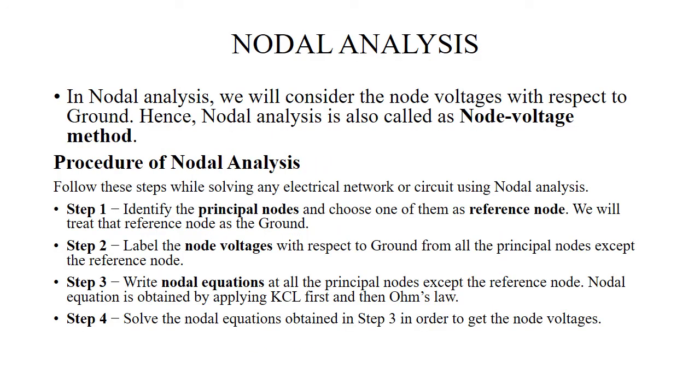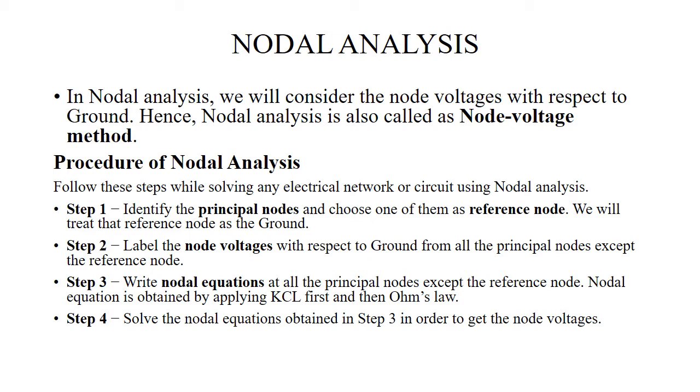Nodal analysis. In nodal analysis, the network contains three principal nodes, namely 1, 2 and 3. In the node voltage method, one of the principal nodes is selected as the reference or datum node. At each of the other principal nodes, a voltage is assigned with reference to the reference node. At each principal node, KCL is applied and the equation is found. In this method, the node voltages are the independent variables. Hence nodal analysis is also called the node voltage method.